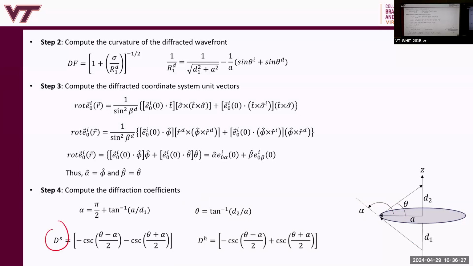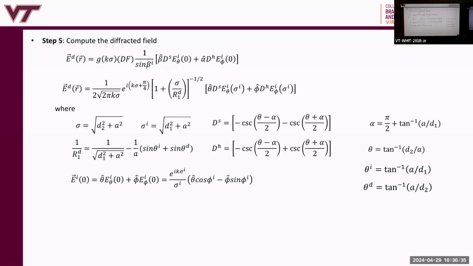Now we can calculate the soft and hard diffraction coefficients. And we know alpha, now we know theta, right? All right. Now we compute the diffracted field. So here's the diffracted formula. We substitute this in for g of k, right? It's all of this. And then 1 over sine beta we know goes to 1. The divergence factor is here. And then instead of beta and alpha, we have theta and phi. And then we have E naught theta incident and E phi incident.